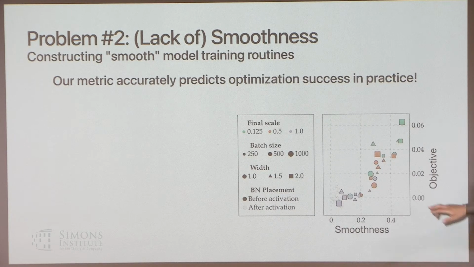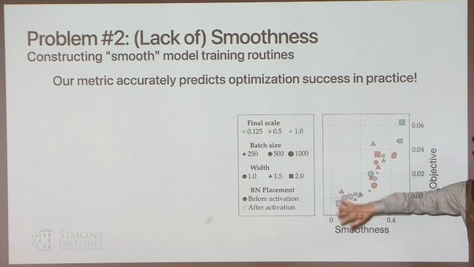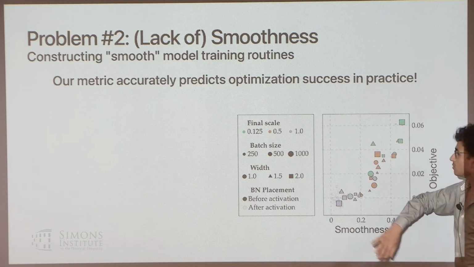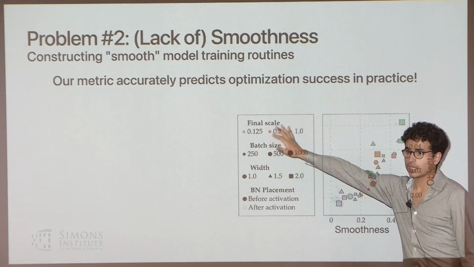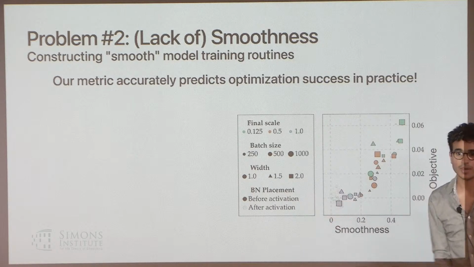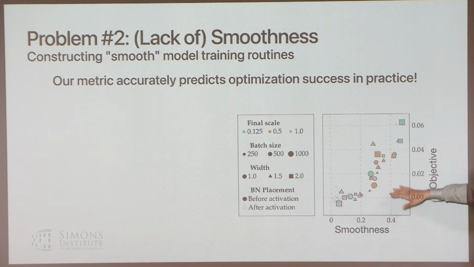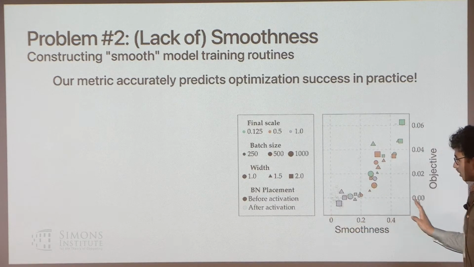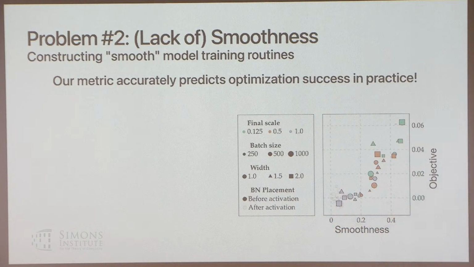Okay, so what's happening here is each of these dots is a different hyperparameter setup for the learning algorithm. We changed the batch size, we played with gradient scaling, gradient clipping, batch norm placement. Each one of these dots is a different training setup, and the x-axis here is the smoothness notion that I just told you about, this meta-smoothness notion. Intuitively, we're looking for things that are closer to the right here.